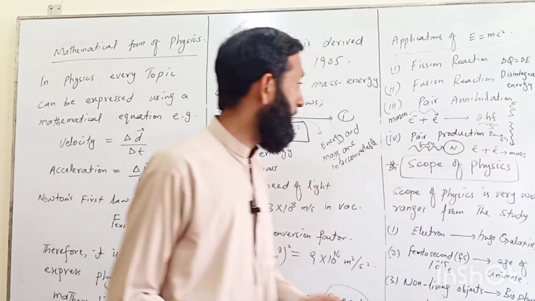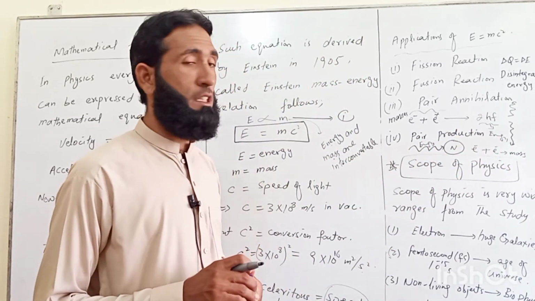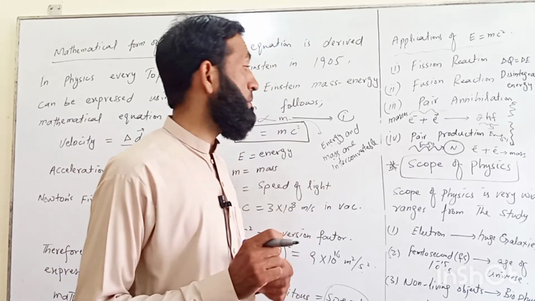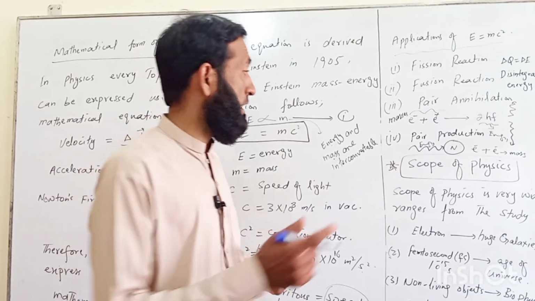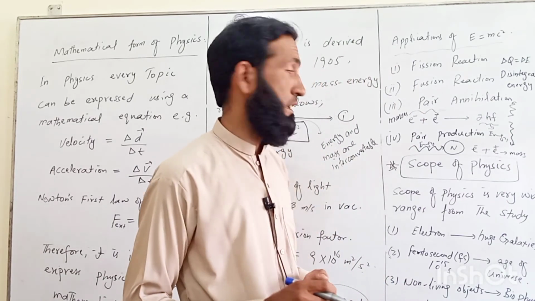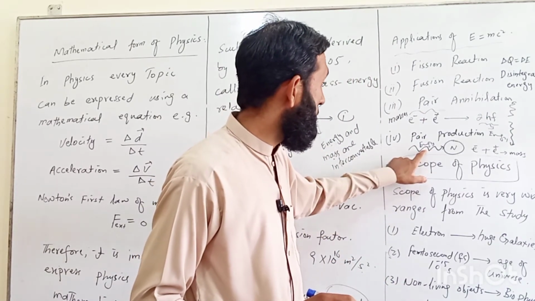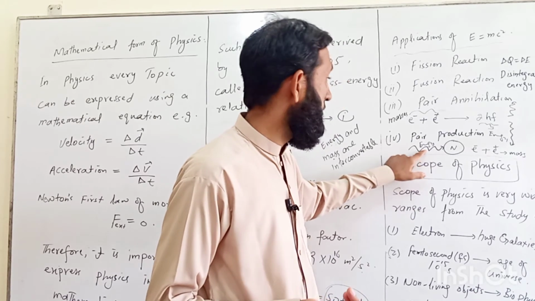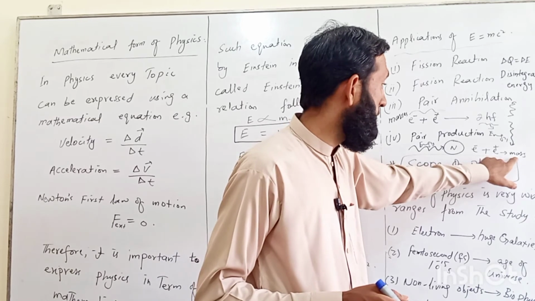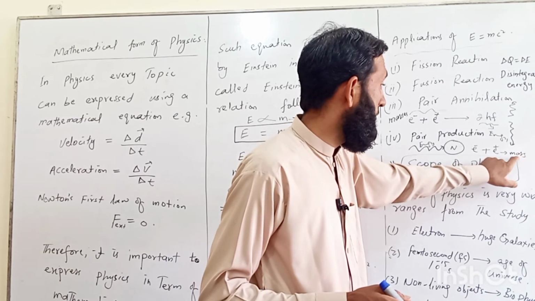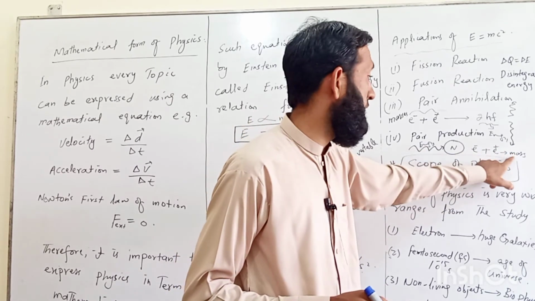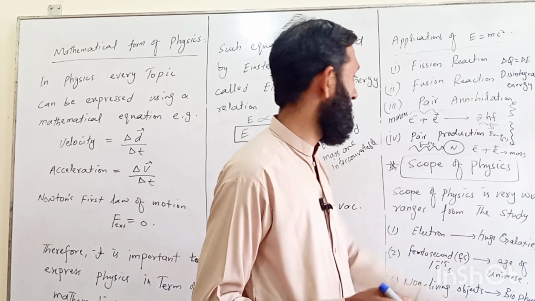Similarly, another example is pair production. In pair production, a photon passes near a heavy nucleus and splits into two particles. One is an electron and the other is its antiparticle, called the positron. So here the photon is just energy, and that converts into an electron and positron in the presence of a heavy nucleus, and that is mass. Therefore, in this case, energy is converted into mass, and in the previous case, mass is converted into energy.